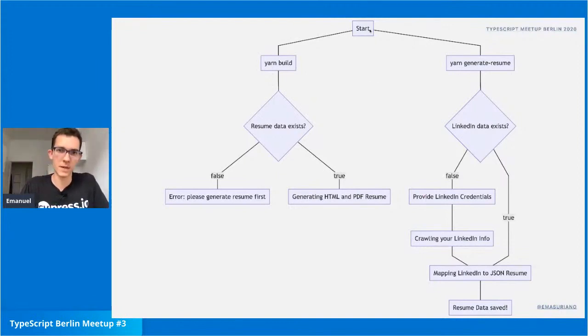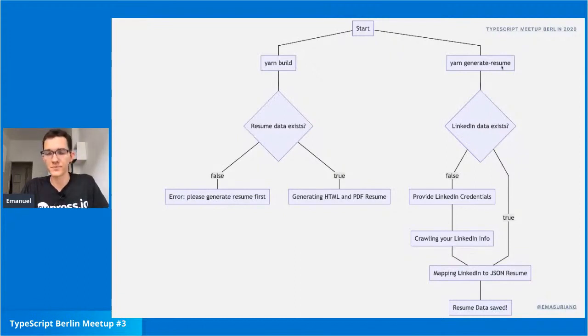The application, or the starter, has 2 main commands. One is build, and the other one is generate resume. Let's start with build. Once you start a build, you will ask the first question: does the resume data exist? If the resume data doesn't exist, you will need to jump into generating your resume data first, because obviously I can't generate your resume. If it exists, then we can easily generate HTML and PDF for you.